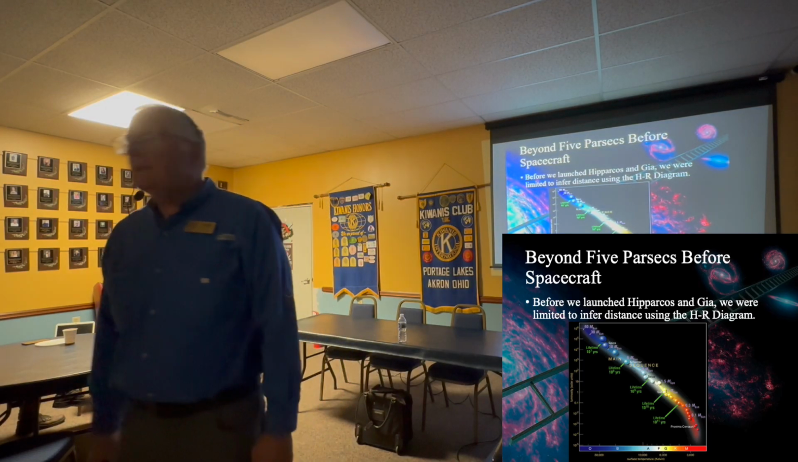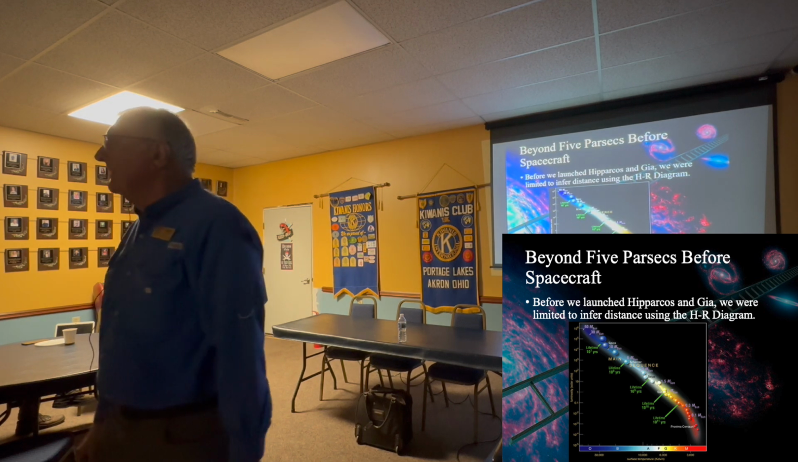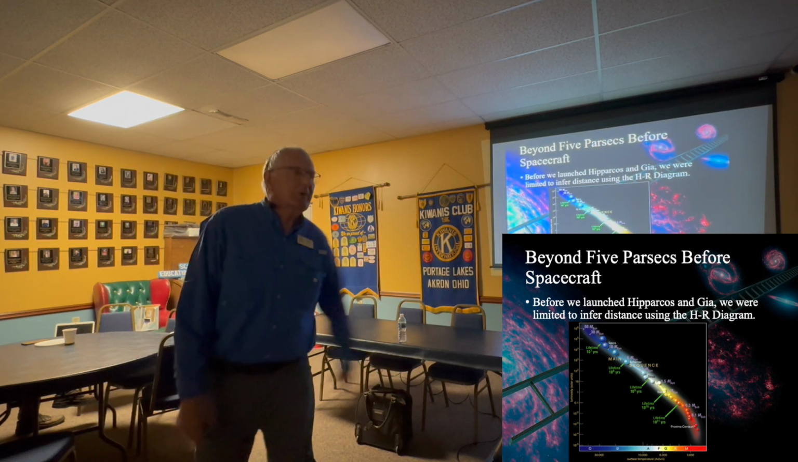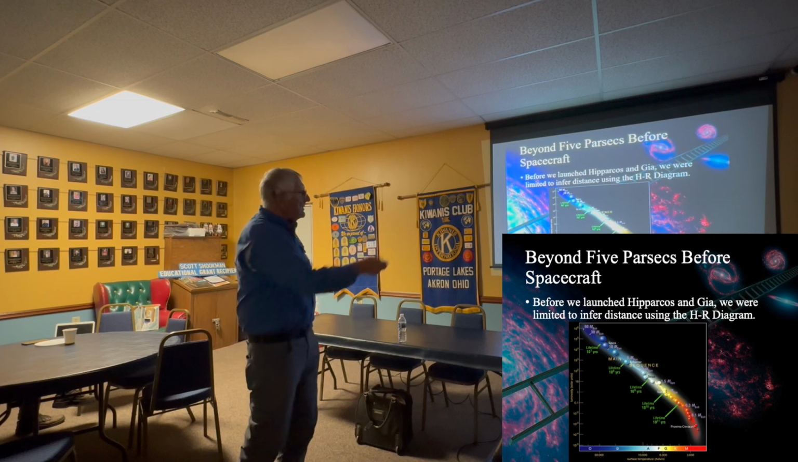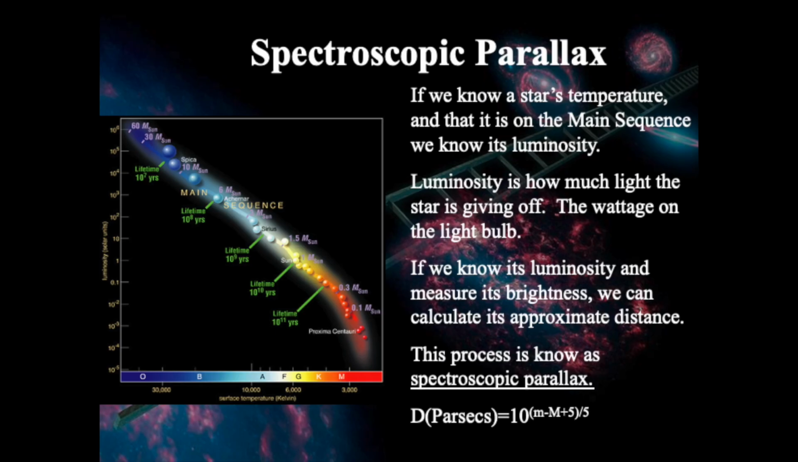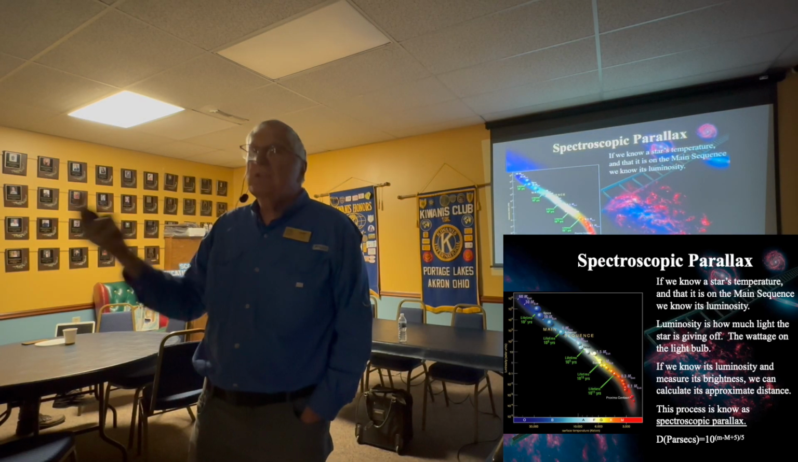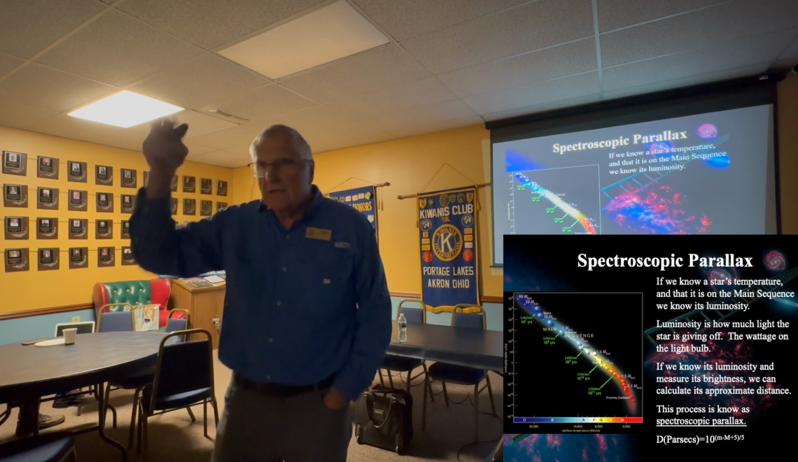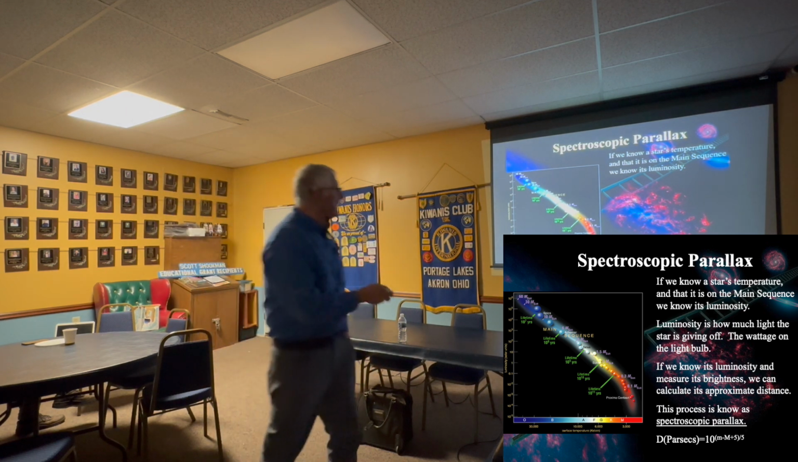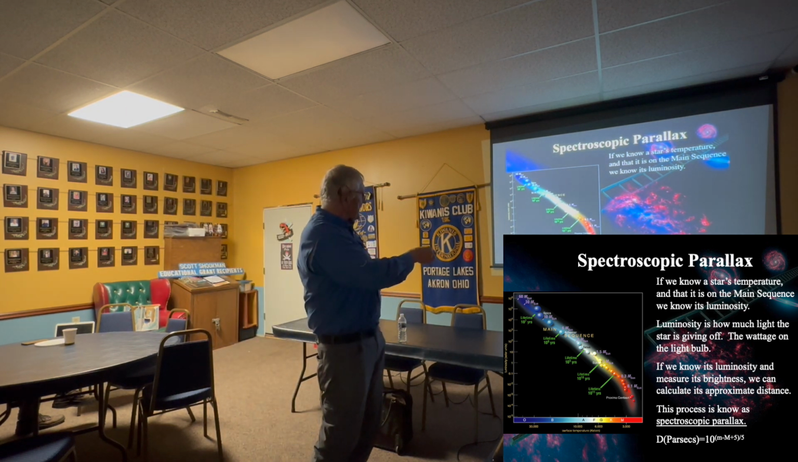I don't know if I gave a talk on the HR diagram, I think so. Yeah, anyway, you can actually use the HR diagram to figure out how far a star is away. If you know a star's temperature and that it's on the main sequence, and you can tell by the spectrum and the hydrogen lines and all that other stuff that it's on the main sequence, you know its luminosity.